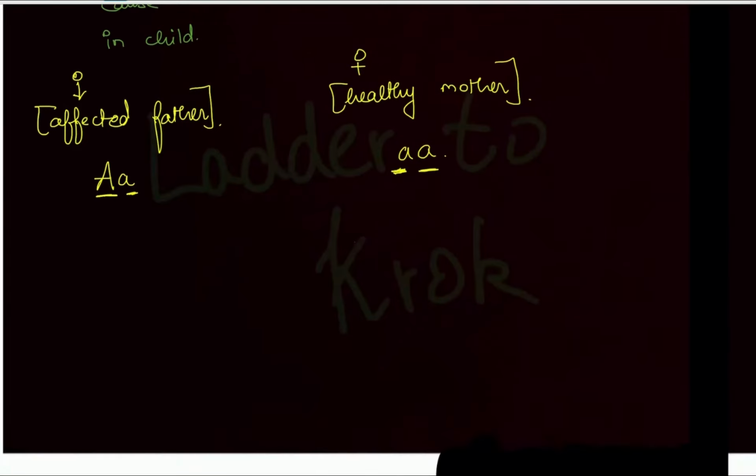Now let's make the pairs of these genes and see what combinations are possible in their children. This dominant A is the affected gene. So whenever this comes into a pair, that child will be affected. So capital A can make a pair with small a and small a of the female. So capital A, small a, capital A, small a. Now this small a can make a pair with this small a and this small a. So write down small a, small a.